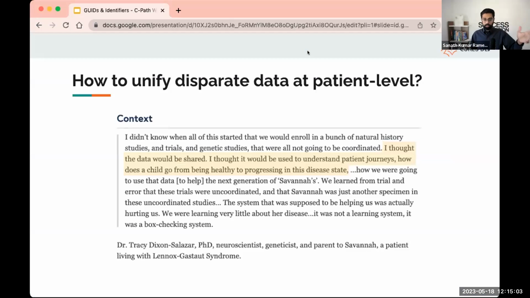I'm going back to this quote from Tracy Dixon Salazar, and I want to highlight this one line here because I feel it's very powerful. Tracy says, "I thought the data would be shared. I thought it would be used to understand patient journeys. How does a child go from being healthy to progressing in this disease state?" But none of that happened. And that did not happen because we did not unify data at the patient level. We didn't have a shared identifier to be able to do that.